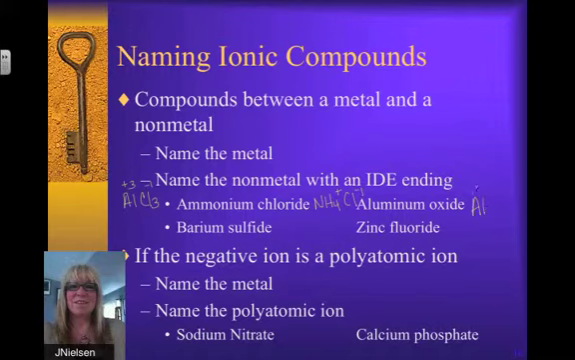Aluminum oxide, Al is +3, oxygen is -2, so when we drop and cross we get Al2O3. Barium is Ba +2, sulfide comes from sulfur, so it's just BaS because this is 1:1. Zinc fluoride, Zn is +2, and F is -1, so the formula would be ZnF2.